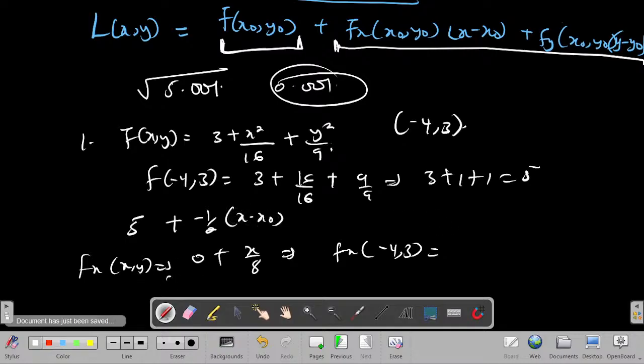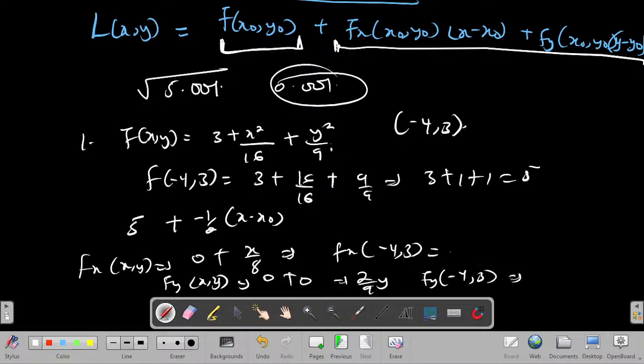The same for our f_y of x, y. When you differentiate with respect to y, this will be 0 and this will be 0, so you have 0 plus 0. And here it becomes 2 over 9 y. Then you put in your point, so f_y at negative 4, 3 is equal to 2 over 9 times 3, which gives us 2 over 3. So we have here plus 2 over 3 multiplying y minus 3. So we have to substitute.